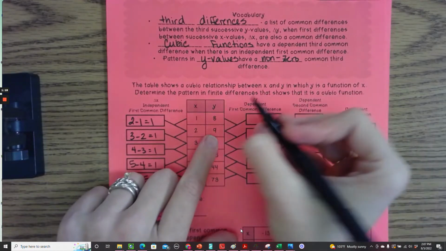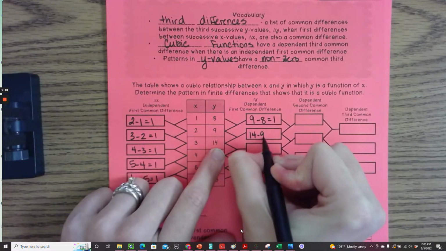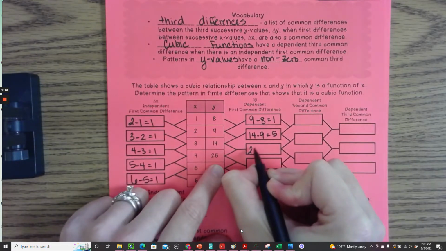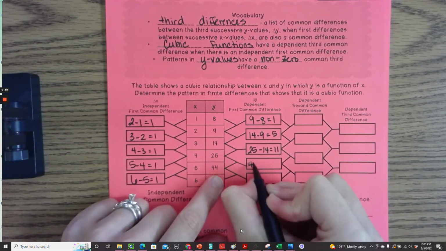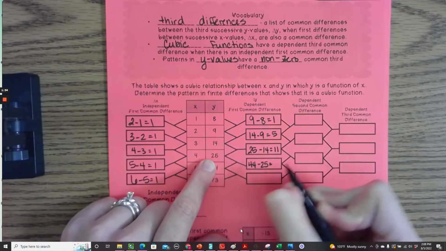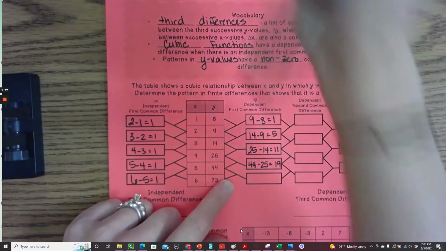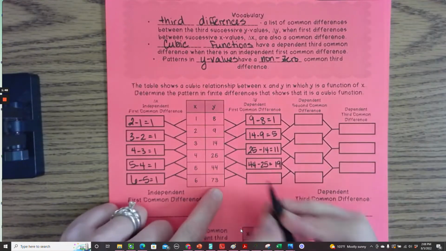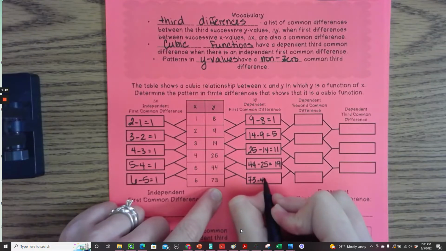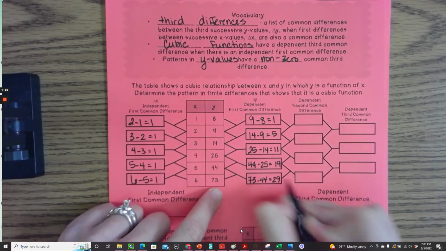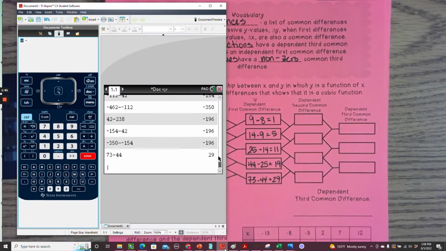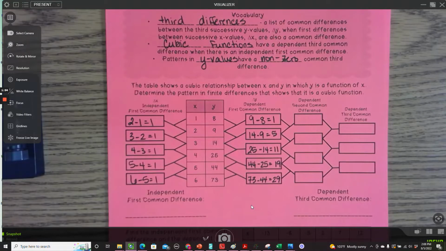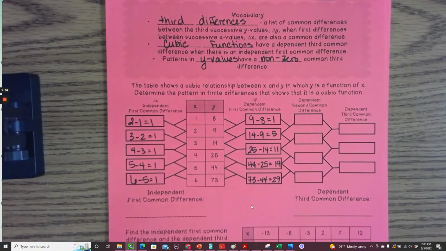Okay, 9 minus 8 equals 1. 14 minus 9 equals 5. 25 minus 14 equals 11. 44 minus 25 equals 19. Again, use your calculator. It is okay. 73 minus 44 equals 29. I am not using a calculator right now, just so you're not sitting here all night long watching me type numbers into a calculator. Just understand that if you need to use a calculator, it is okay.